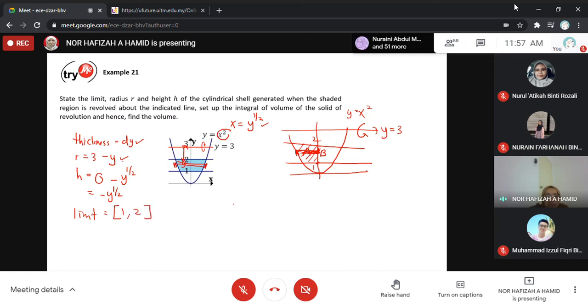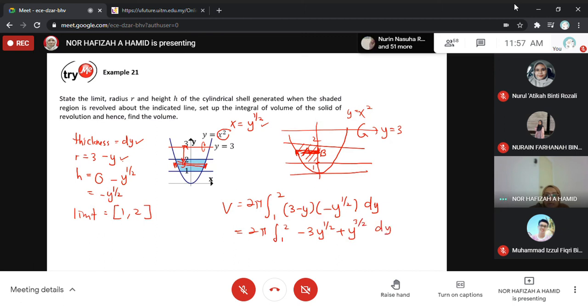So you can solve region A first. The volume is 2 pi, from 1 until 2, where r is 3 minus y, h is negative y^(1/2), and the thickness is dy. If you expand, you have negative 3 plus y^(3/2) dy. Then you integrate and substitute the values. When you get the answer, you just multiply it by 2, and you automatically get region B as well, because region A and region B are equal in size. You can also calculate region B first.